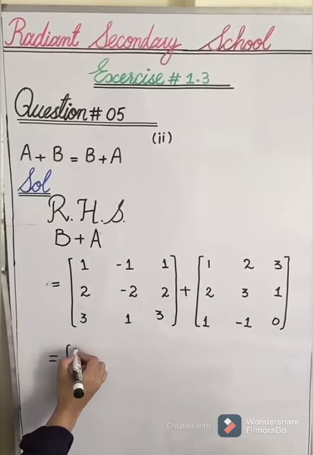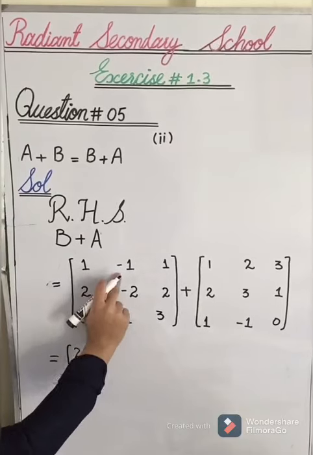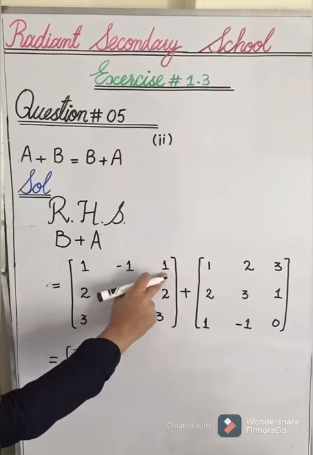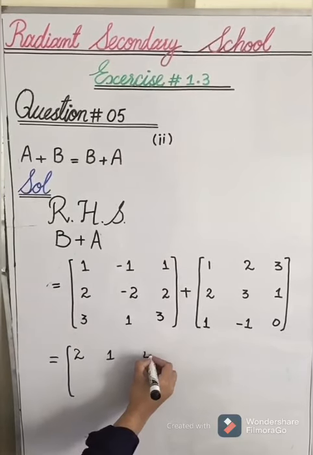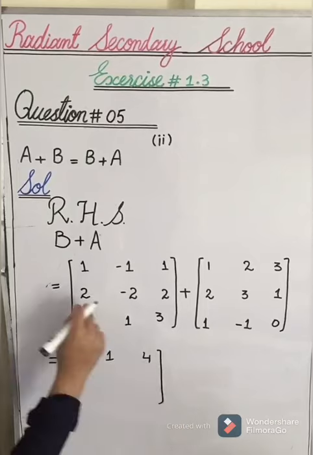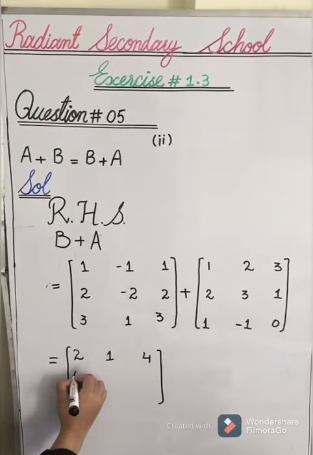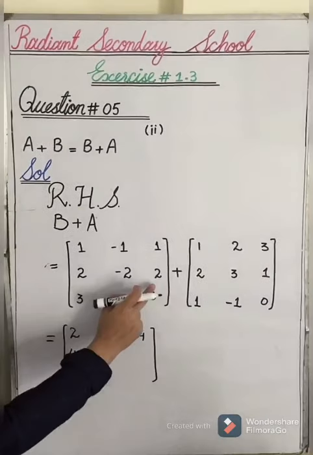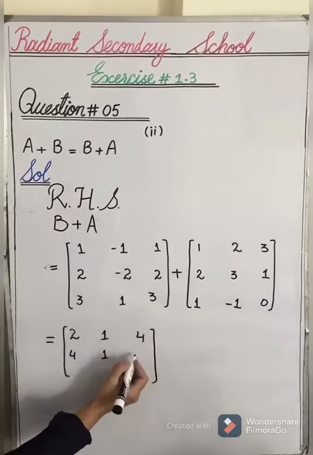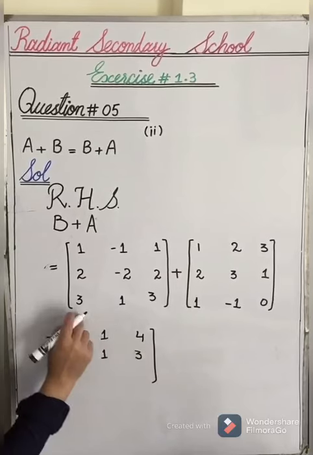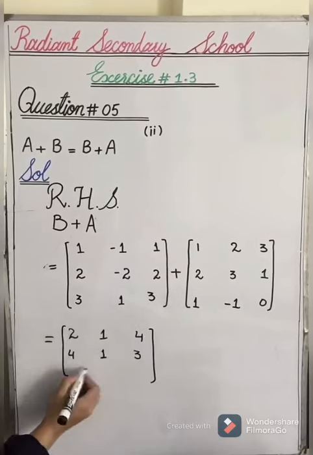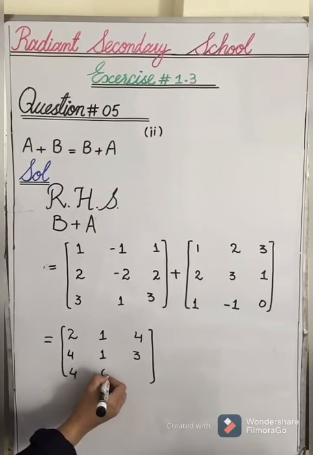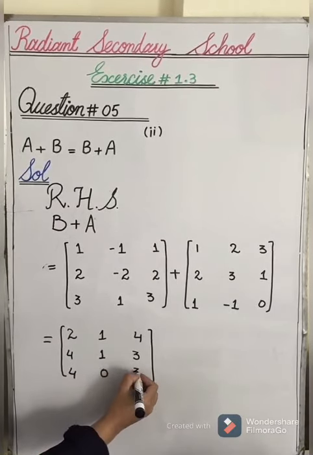So 1 plus 1 will be equal to 2. Minus 1 plus 2 would be equal to 1. 1 plus 3 would be equal to 4. And 2 plus 2 would be equal to 4. Minus 2 plus 3 would be equal to 1. And 2 plus 1 would be equal to 3. Next row, we will have 3 plus 1 is equal to 4. 1 minus 1 is equal to 0. And 3 plus 0 is equal to 3.